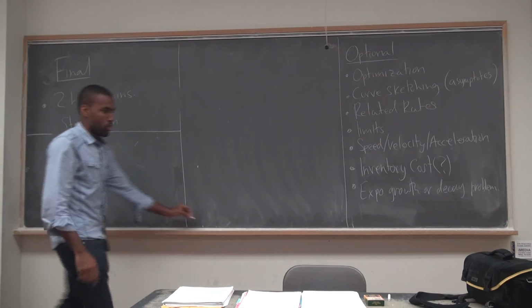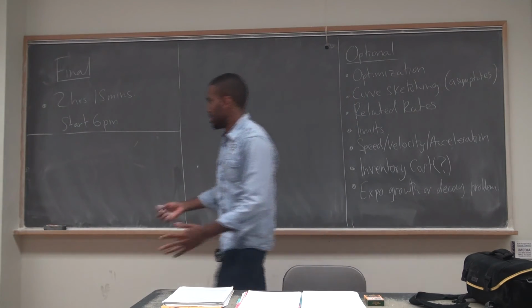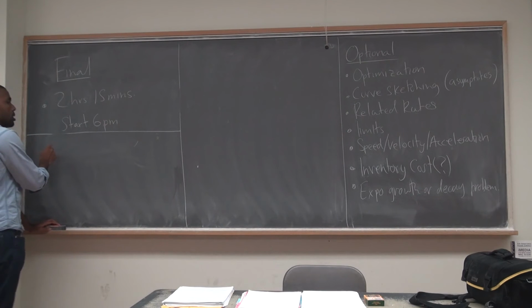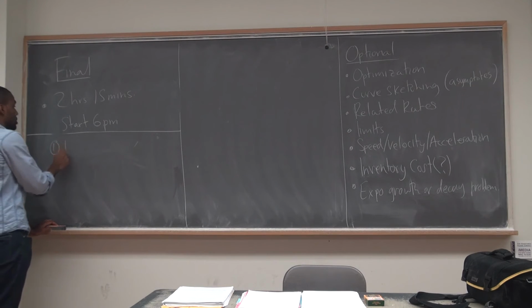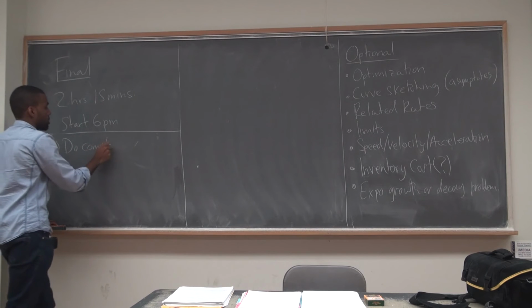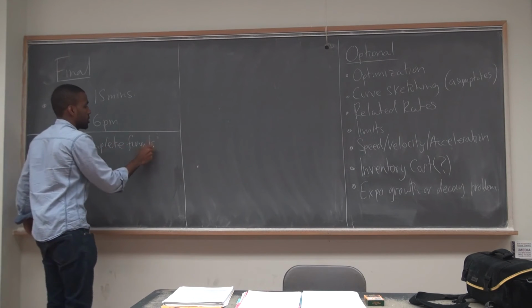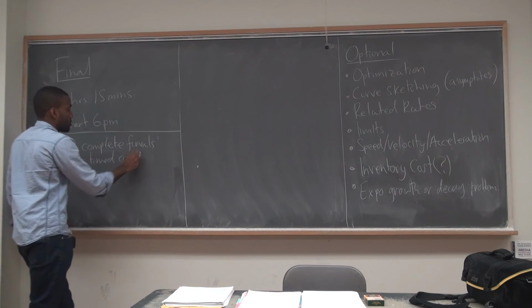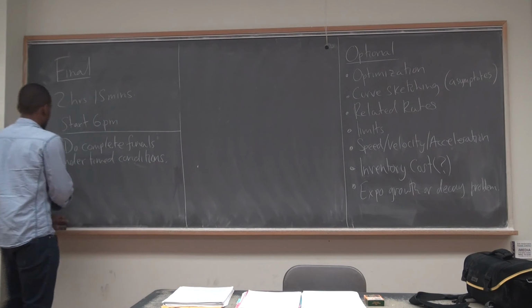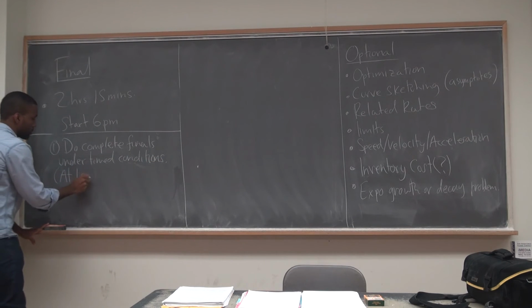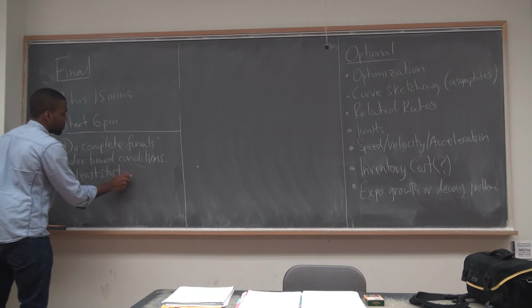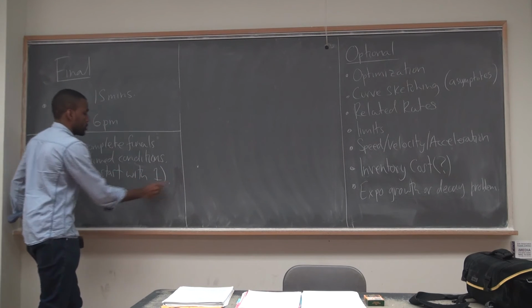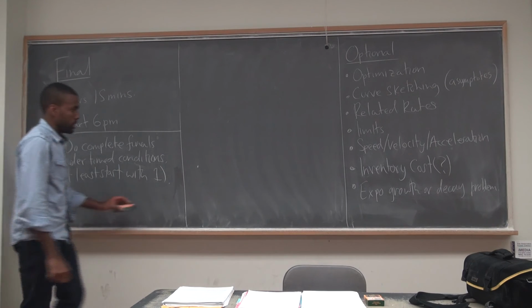I want to make an ordered list. So 1. This is an ordered list. This is how you're going to want to practice. Do complete finals under time conditions. At least start with 1. Two. Alright? So that's what you're gonna do.